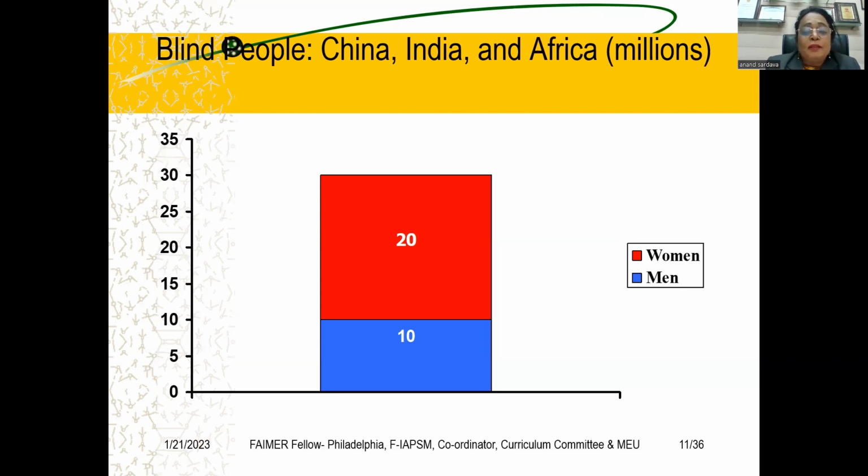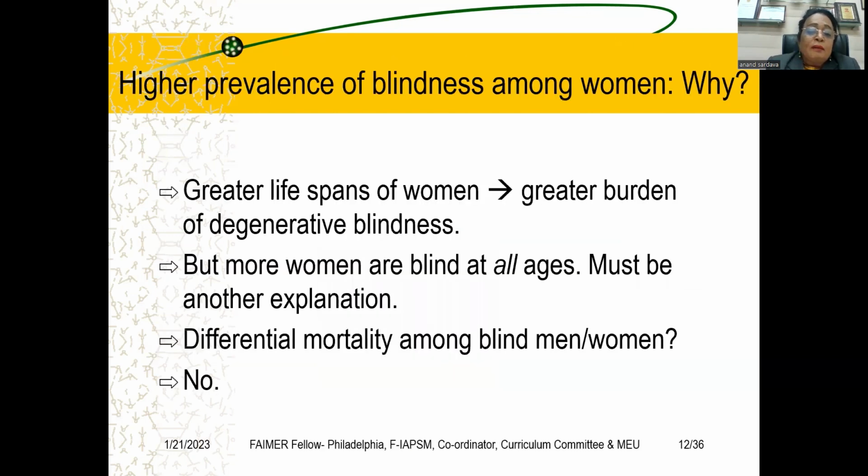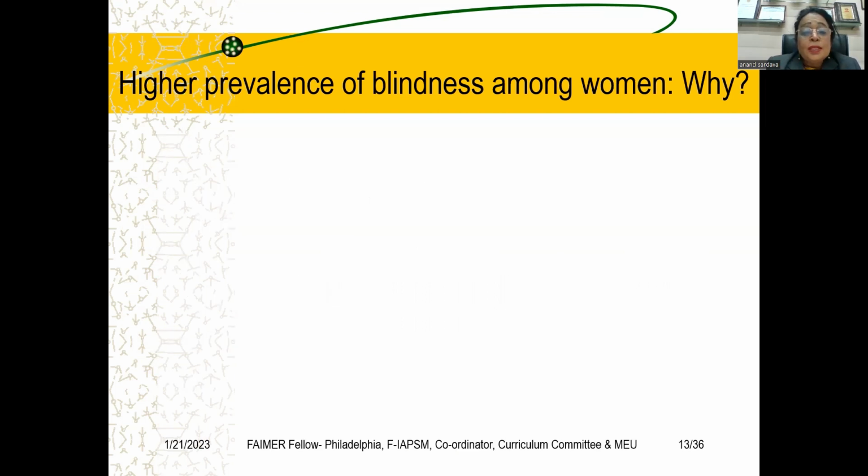The other explanation would be mortality. But when we see the age-specific mortality rates among men and women throughout the years, it shows that the mortality rate is greater in women as compared to men at all ages. So this can't be a plausible explanation. What can be the other reason? Why is there differential mortality among blind men and women at all age groups? There must be some other explanation for this.